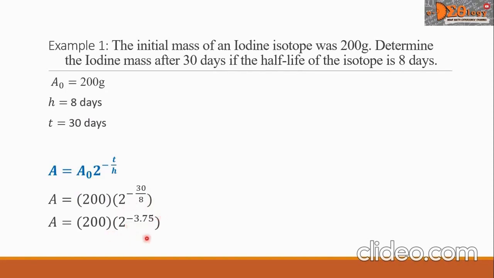To simplify further, this value is equal to 0.07433. We'll just copy the 200 down here. Then we will take the product, and the answer is 14.87. This is the iodine mass after 30 days.